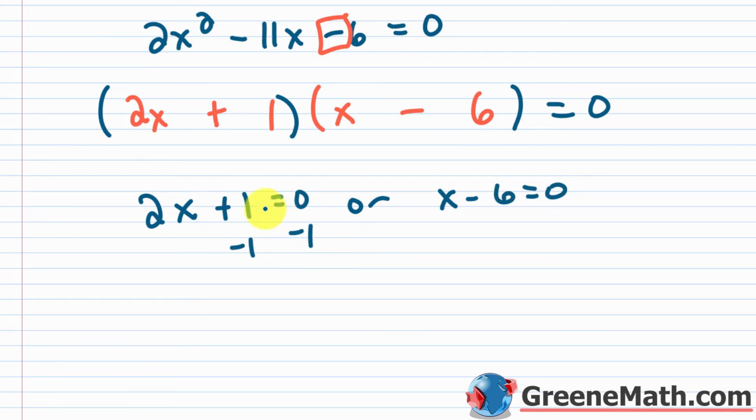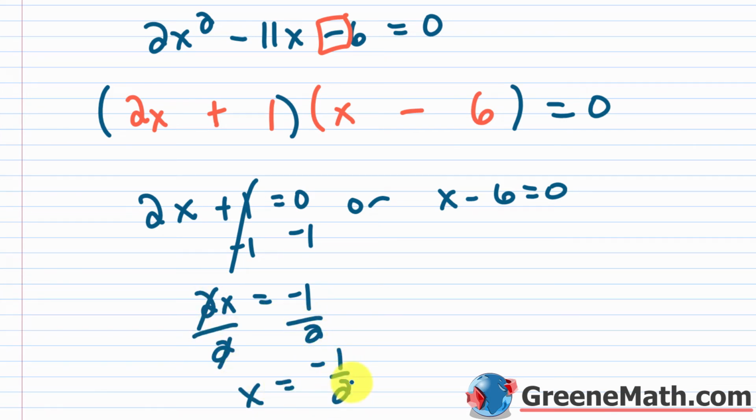So here we subtract 1 away from each side. We say 2x is equal to negative 1. Divide both sides by 2. We'll say x is equal to negative 1/2. Over here, let's add 6 to both sides. Let's cancel this. So also x could be 6.